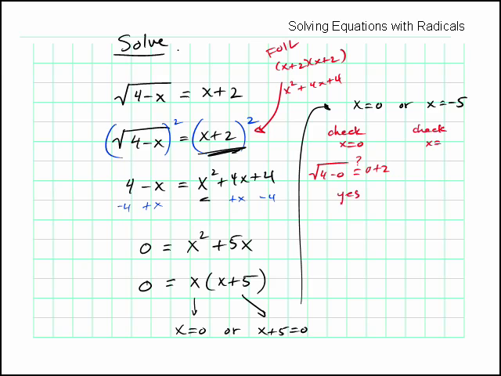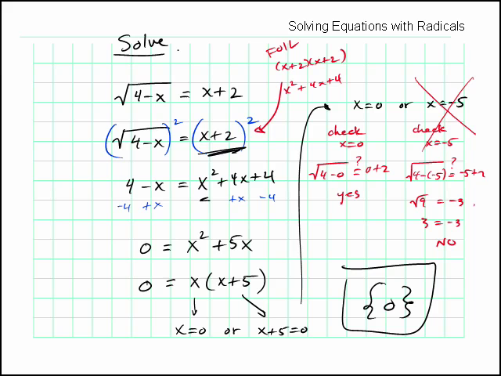Let's check negative 5. Plugging negative 5 into the original problem, that would be 4 minus a negative 5. Is that going to equal negative 5 plus 2? Is the square root of 9 equal to negative 3? And the answer to that is no, 3 is not equal to negative 3. So negative 5 didn't work. I got to cross it out. It's no good. So the only solution to this equation is 0. Our solution set is 0.